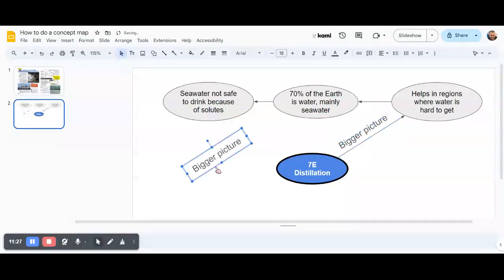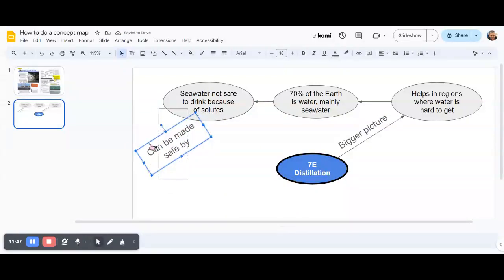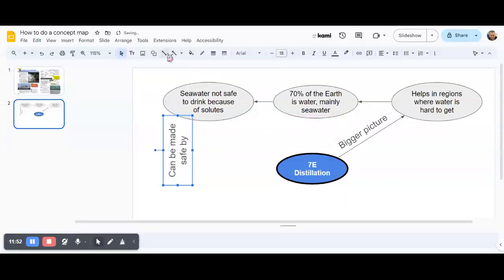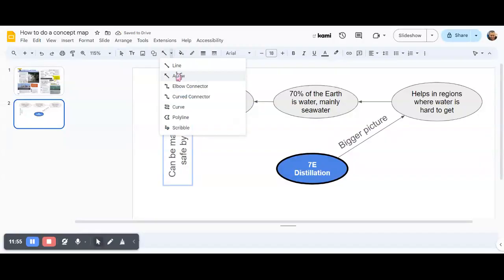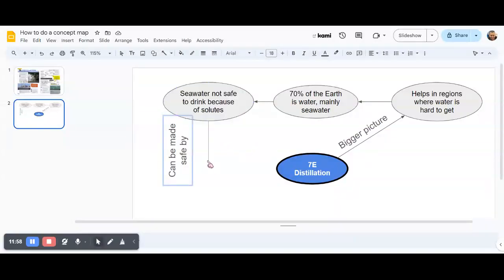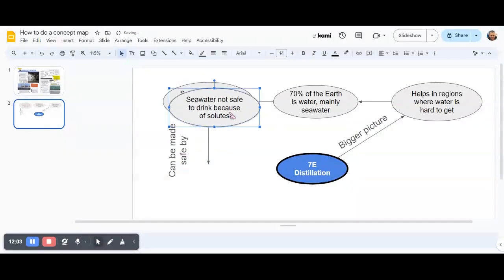That's the link. So can make safe, all right, by, or you could say can be made safe by, can be made safe by, okay, and that would be my next link. So I'm going to put the link here. So it's going to go quite in quite a few places around this piece of paper. That's fine. Okay, so I can copy paste that, and then I can change that to desalination.